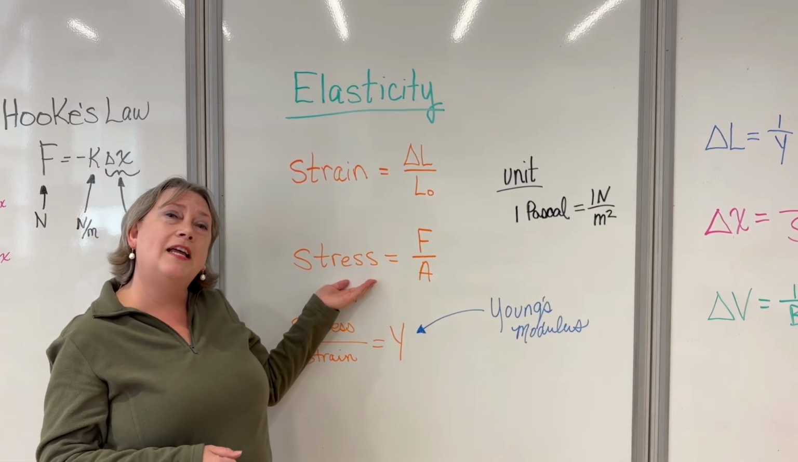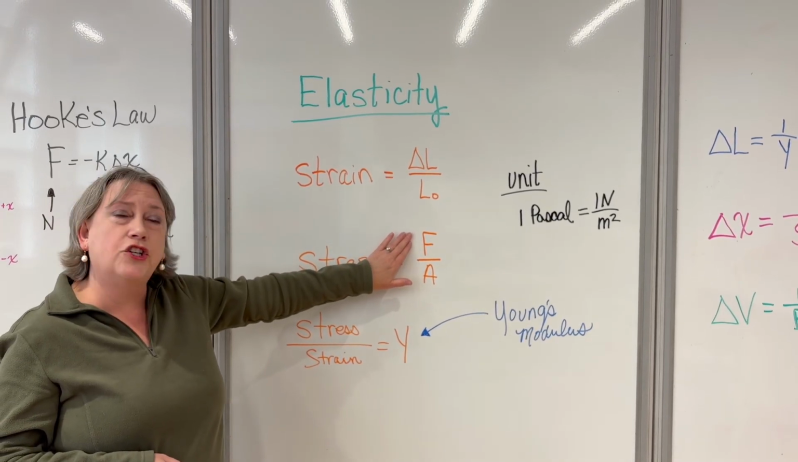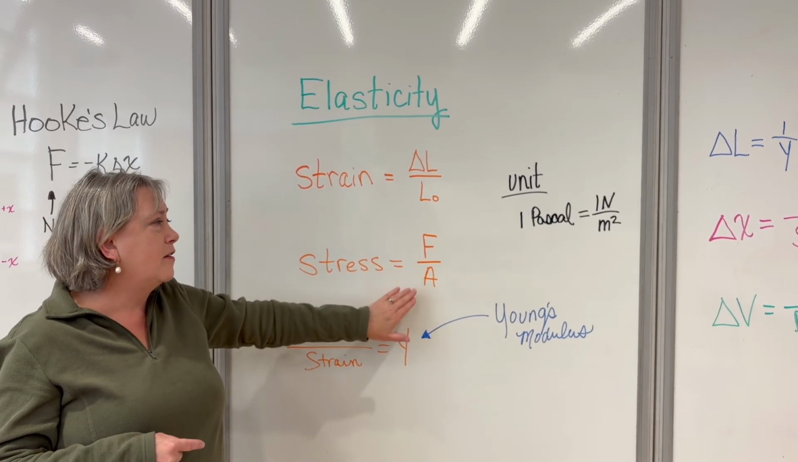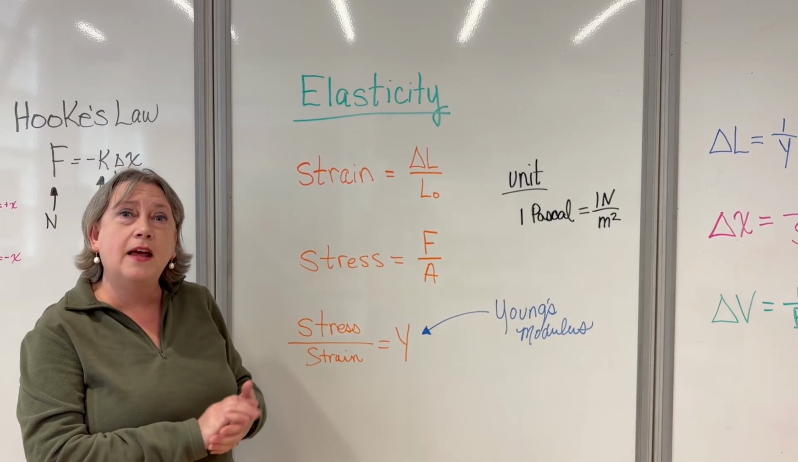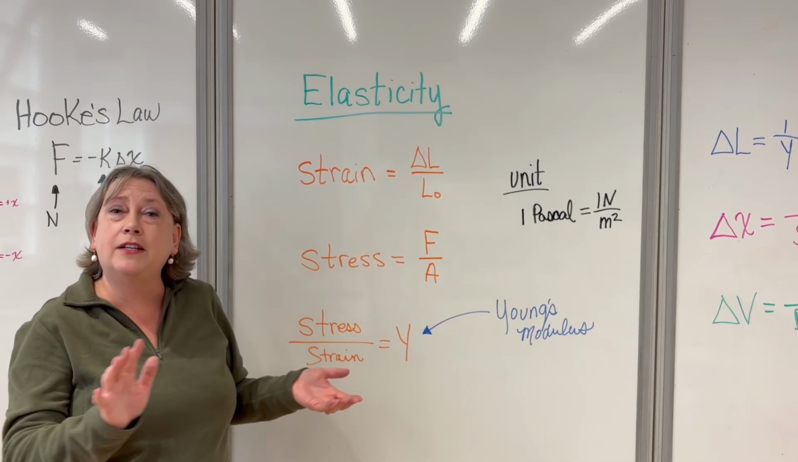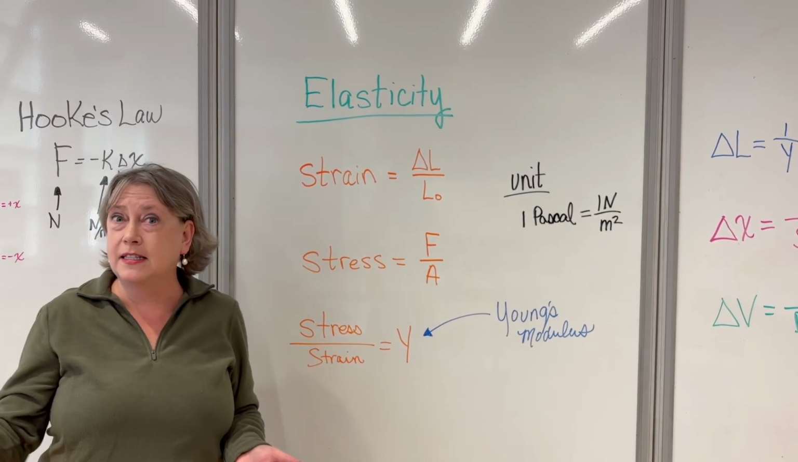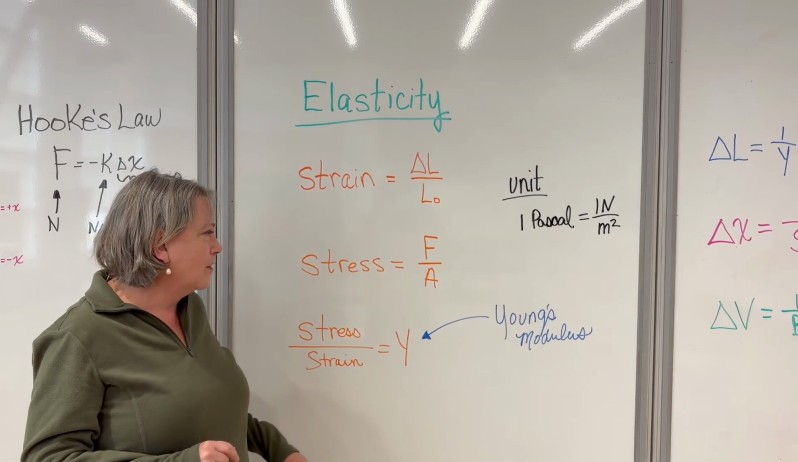And the other quantity that we'll need is stress. And stress is a ratio of the force divided by the area. So the amount of force that's applied divided by the area that it is applied to. So often that's going to be a cross section, which we'll see when we get to problems.